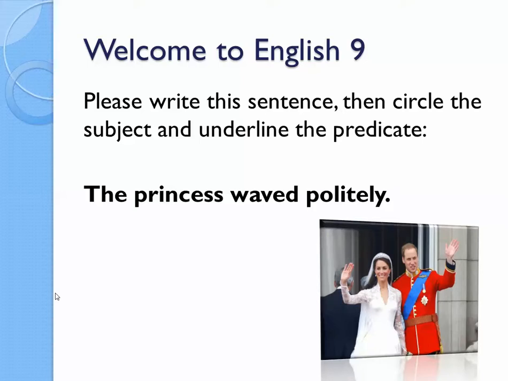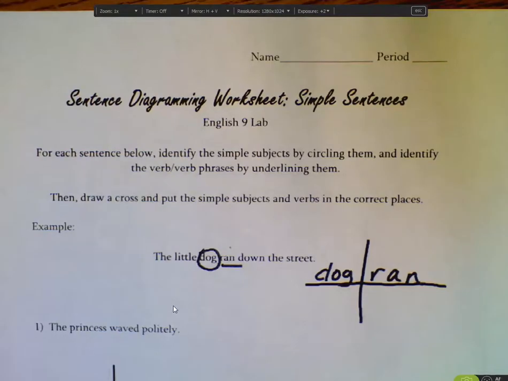We started today with our bell ringer, of course, which was circling the subject in this sentence and underlining the predicate. If you remember, predicate is the verb phrase. The next phase of grammar in this class is going to be sentence diagramming. We've learned the parts of speech, we've learned about direct objects, and now I think it would really benefit us to be able to see that and see how those parts of speech come together and see how they interact with each other and how they form a sentence.